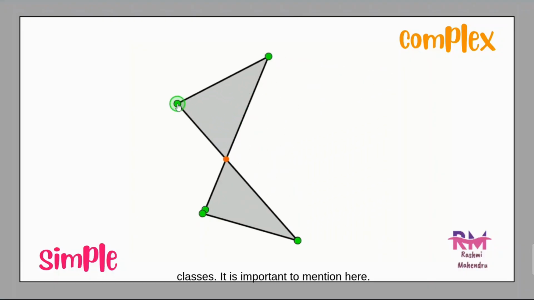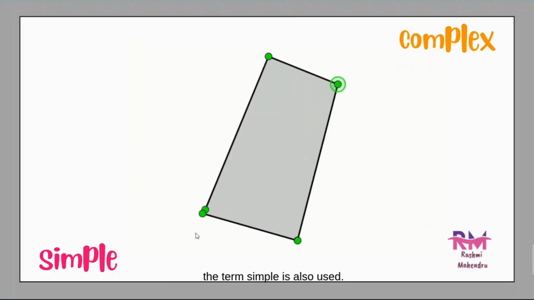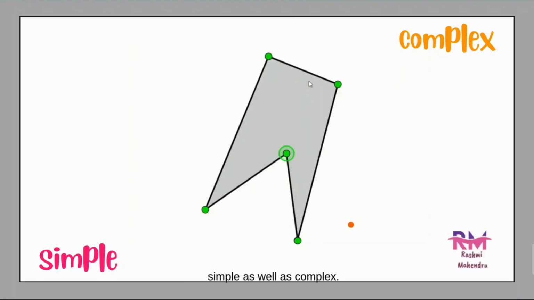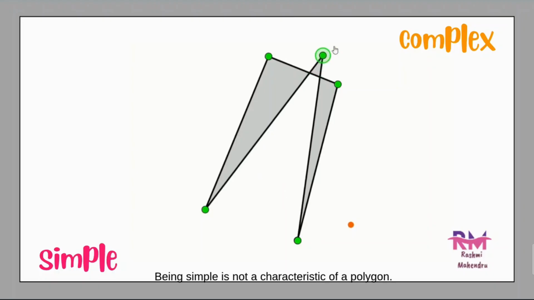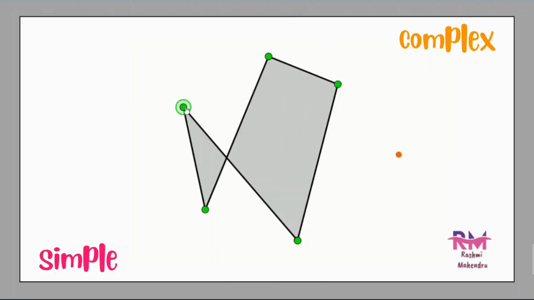It is important to mention here, in some resources, while defining a polygon, the term simple is also used. But generally, polygons can be simple as well as complex. Being simple is not a characteristic of a polygon. The only definition of a polygon is that it should be a closed two-dimensional shape drawn using line segments.